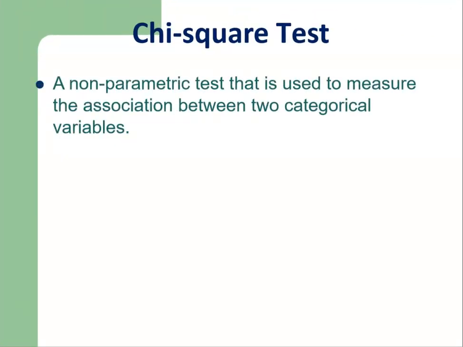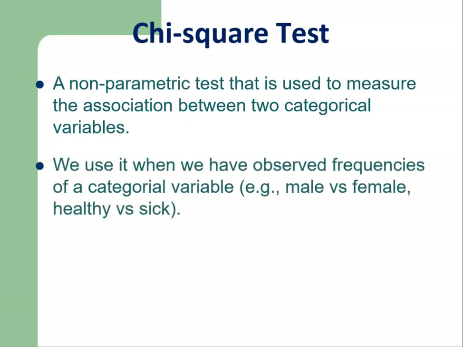Chi-square test is a non-parametric test which is used to measure association between two categorical variables. Categorical variables are also known as qualitative variables or descriptive variables. We use it when we have observed frequencies of a qualitative variable, for example, educated and uneducated, healthy versus sick, or gender, male versus female.